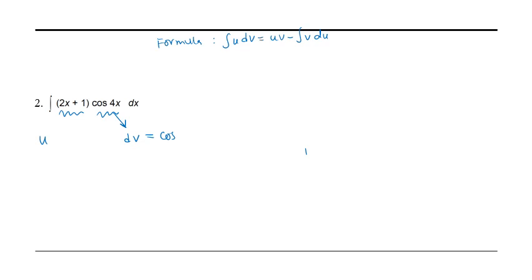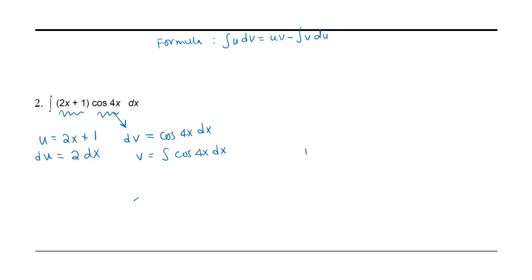So cos 4x dx. Okay, u is equal to 2x plus 1. And then what do we do? Differentiate. Differentiate u to get du, differentiate 2x plus 1 gives 2 dx. Alright, and dv equal to cos 4x. So how to find v? So integrate cos 4x dx.